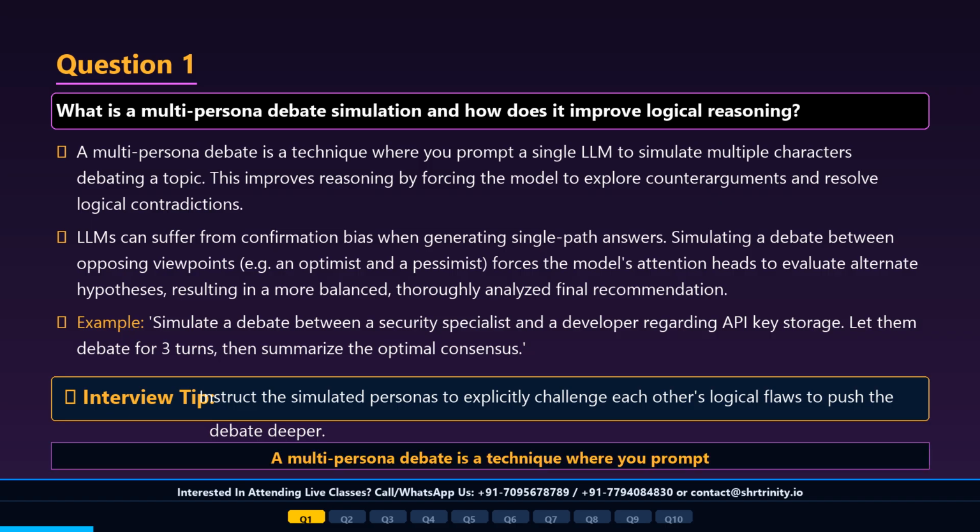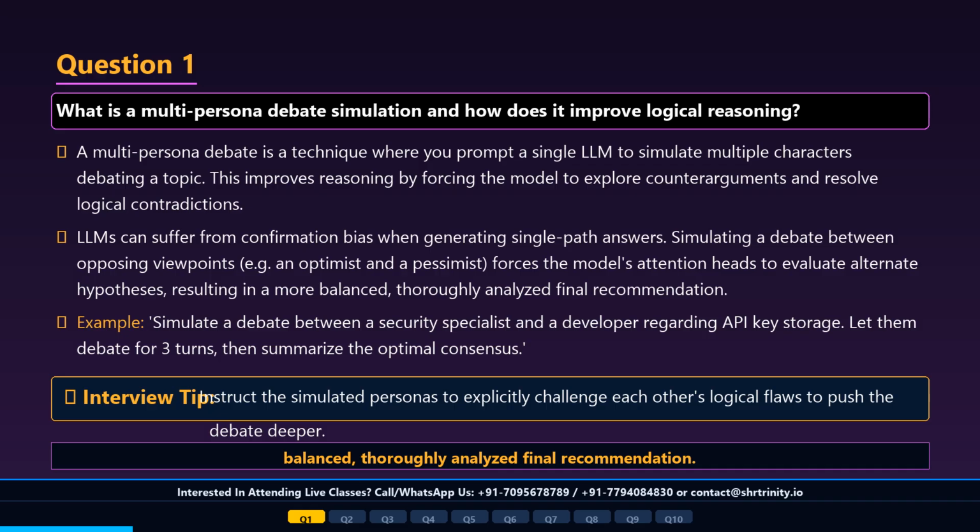A multi-persona debate is a technique where you prompt a single LLM to simulate multiple characters debating a topic. This improves reasoning by forcing the model to explore counterarguments and resolve logical contradictions. LLMs can suffer from confirmation bias when generating single-path answers. Simulating a debate between opposing viewpoints, e.g. an optimist and a pessimist, forces the model's attention heads to evaluate alternate hypotheses, resulting in a more balanced, thoroughly analyzed final recommendation.